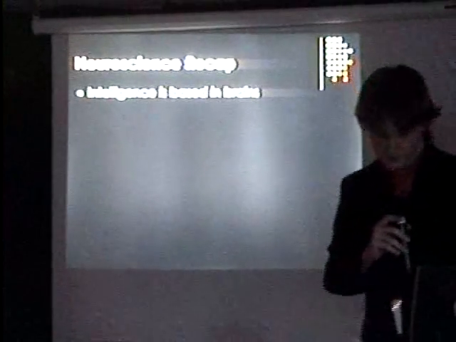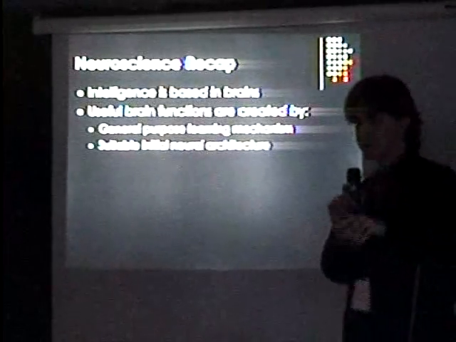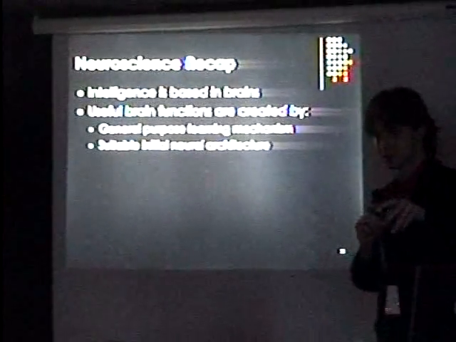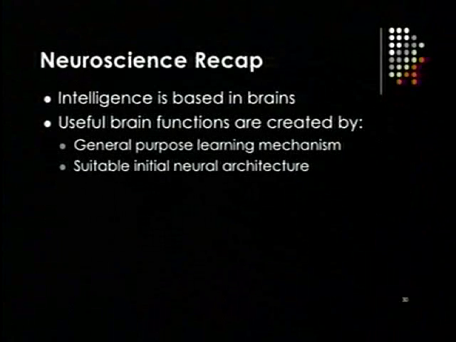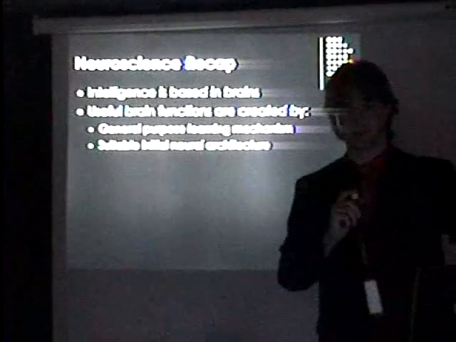So, the recap of all the neuroscience: intelligence based on brains. These brain functions are created by a general purpose learning mechanism. We take this to be Hebbian learning. Hebbian learning is currently the only known learning mechanism in the brain. Well, actually, in the cortex. There's nothing called anti-Hebbian learning, but that doesn't matter, really.